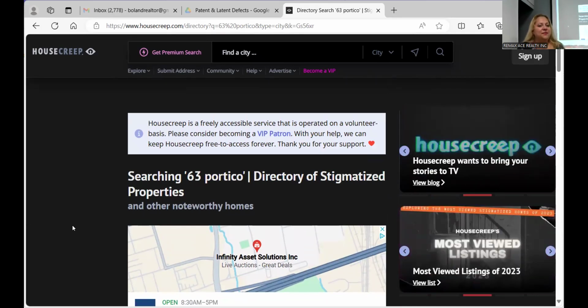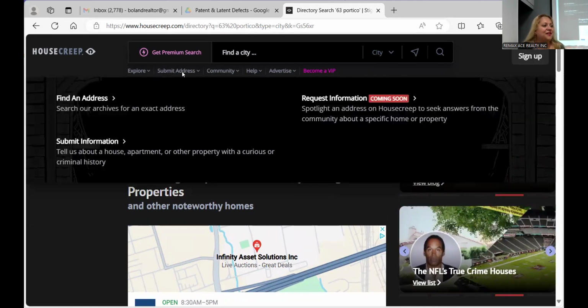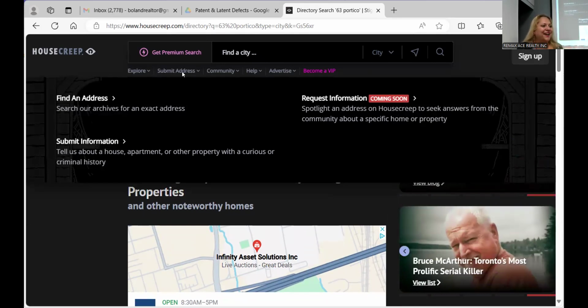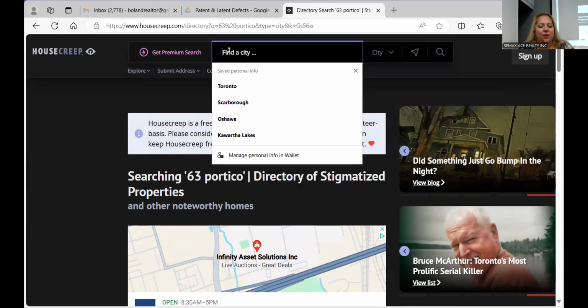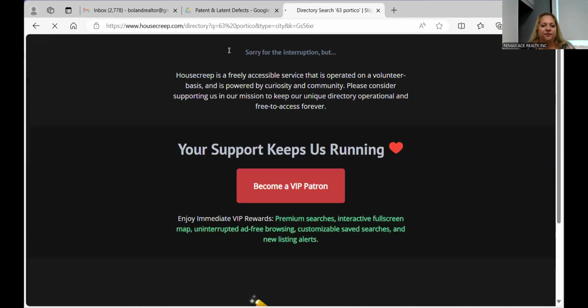Yeah. So when I type in my address, I don't know why it's being annoying right now. 518 Bellamy Road North. Bellamy Road. What did you do? You typed in the office address? Just put Scarborough. Find a city, just put Scarborough. But yeah, you can put an address as well, right? Yeah, it should come up.